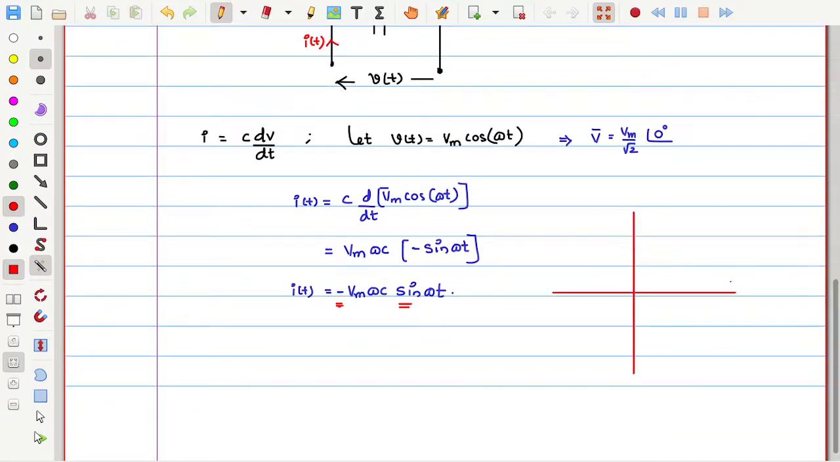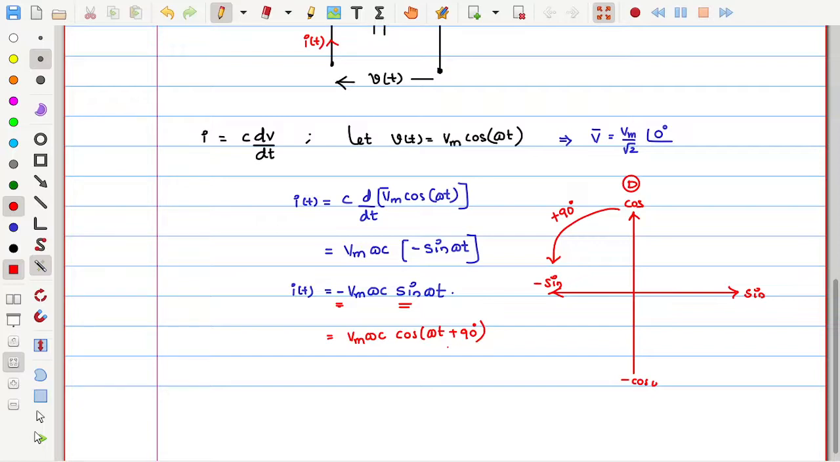For which, just quickly go through this coordinate system in this way: sine, cos, minus sine, minus cos. Now what is the desire? Desire is cos, and from where? From minus sine. So in order to get the cos equivalent, if I add 90 degrees, cos of omega t plus 90 is what? Minus sine omega t. So this minus sine omega t can be replaced as Vm omega C cos of omega t plus 90 degrees.